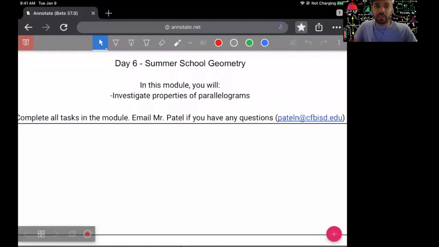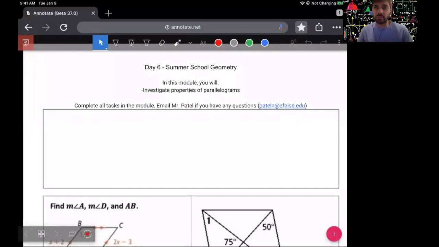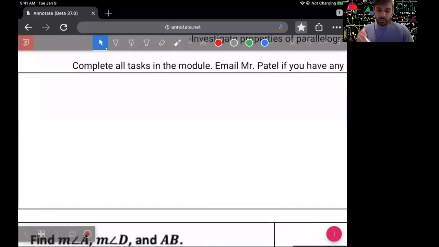Okay, welcome back to day 6 of summer school geometry. Today we're going to be talking about properties of parallelograms. So we're going to cover the special characteristics of all parallelograms and all the different properties of them, and then we'll work some examples. So in this open area here, I'm just going to sketch a parallelogram.